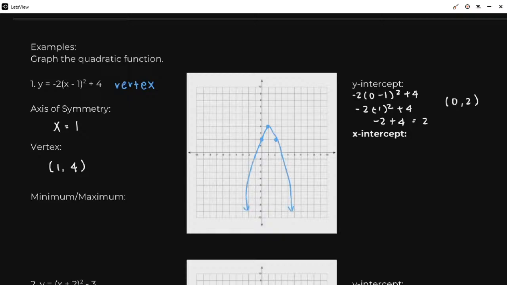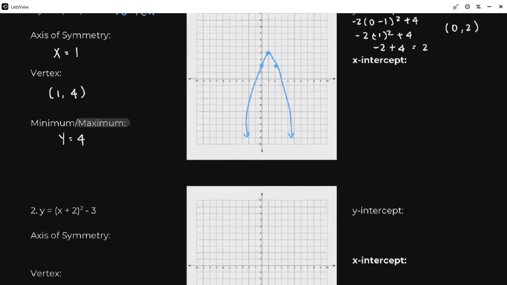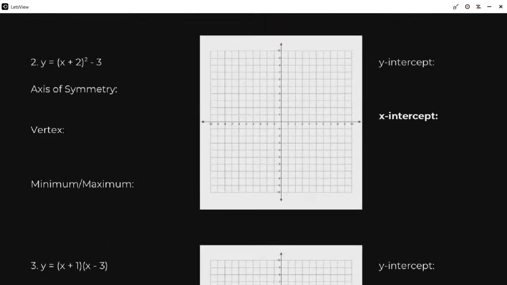And that means that we have a maximum. And the maximum is going to be y equals 4, because that is our highest y value. And again, we're going to skip the x-intercept for now, and we'll come back to it later in the chapter. Okay, the next one is another one in vertex form.